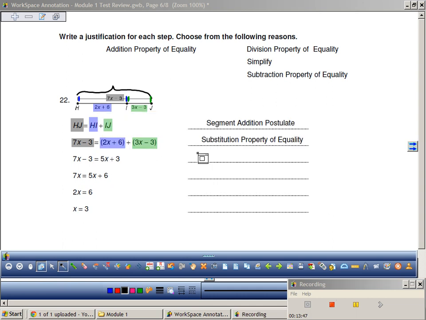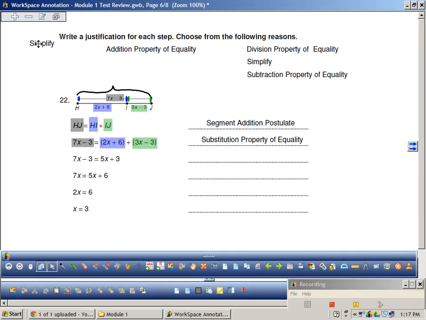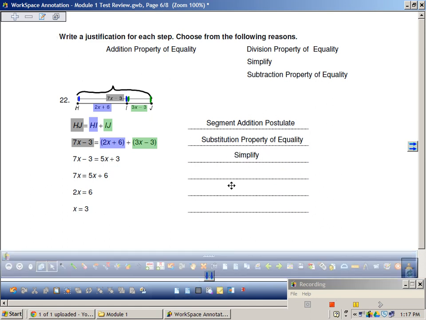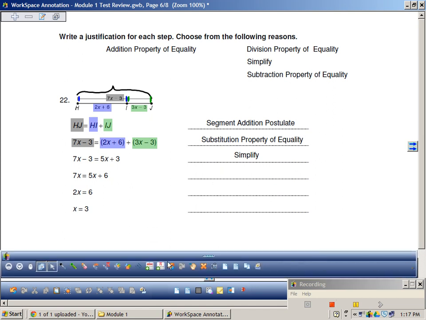I know I heard it, but I was ignoring you because I didn't want to know it yet. Okay, simplify. Because I heard people saying addition property of equality, so I didn't want to give it up too soon. All right, so simplify. That one's gone. Now, to get from this one to this one, what'd you have to do?